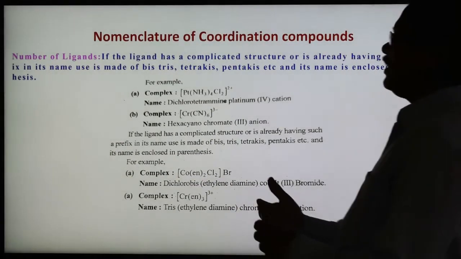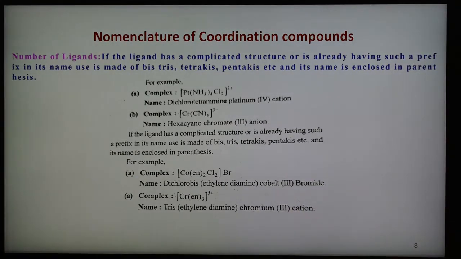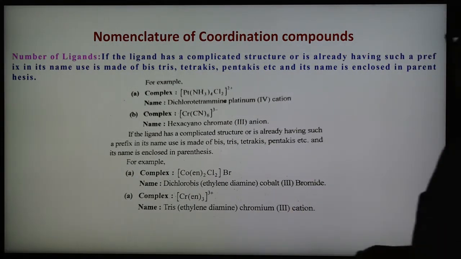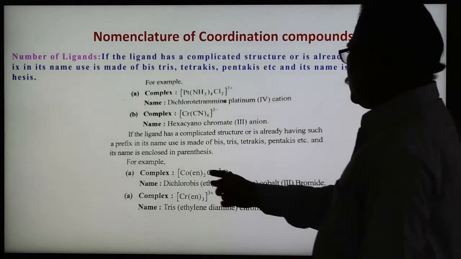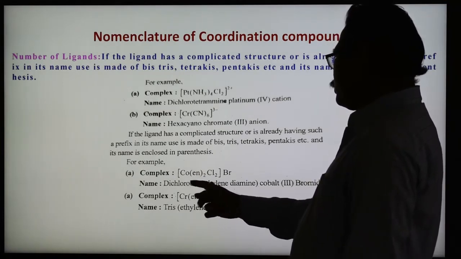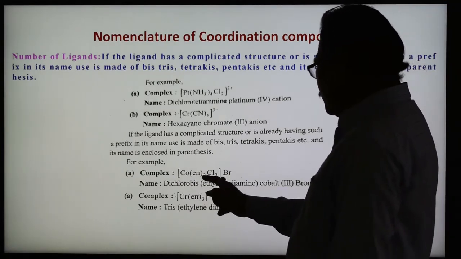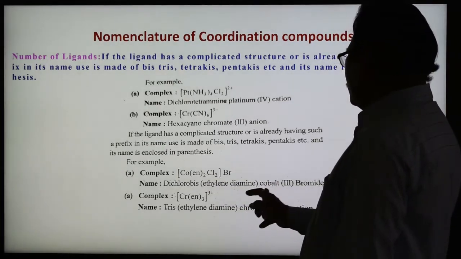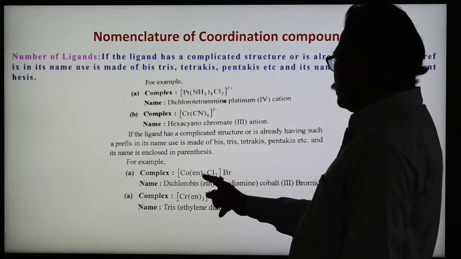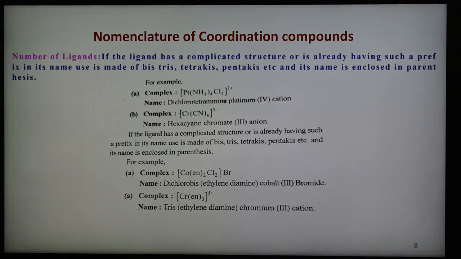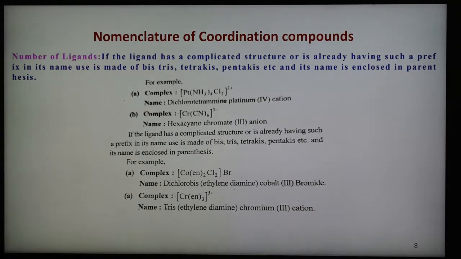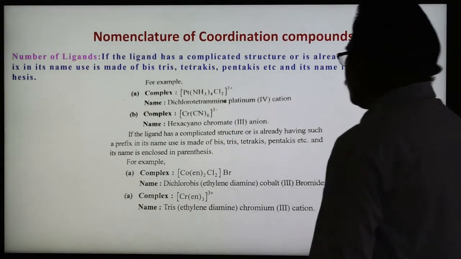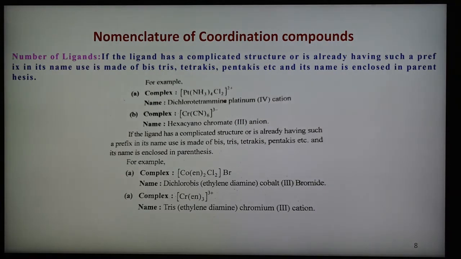Generally bidentate, tridentate or polydentate ligands we have to write in this form. If this is ethylene diamine, in short we write EN. These are bidentate ligands, and having 2, we have to write first dichloro, then bis, with ethylene diamine in a bracket. Bis means two of these bidentate ligands are there. So dichloro bis(ethylene diamine) cobalt(III) bromide. In this case 3 are there, so tris(ethylene diamine) chromium(III) cation. So we also use bis, tris, tetrakis like that.